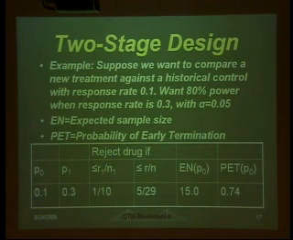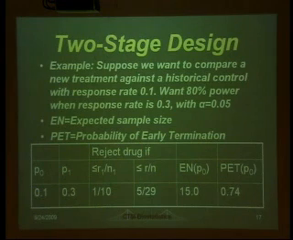So here's an example. Suppose we want to compare a new treatment against a historical control that has a response rate of 10%. We want 80% power to detect an improvement in that response rate from 10% up to 30%, again with a significance level of 5%. So what this looks like is we would basically stop if we have 1 or fewer responses out of the first 10 patients, or we would also consider the drug not promising if we have 5 or fewer responses out of the 29 patients. So we're going to enroll 10 patients.